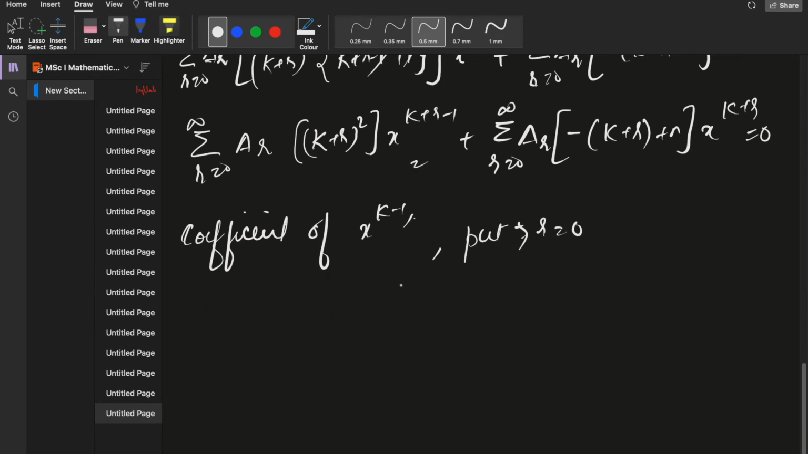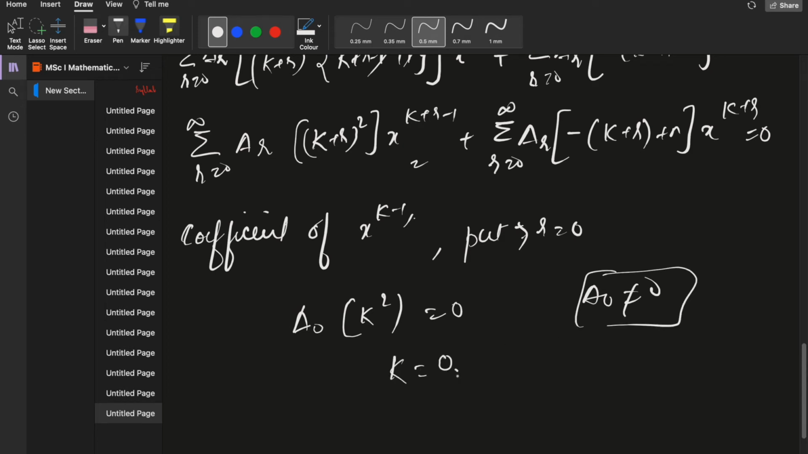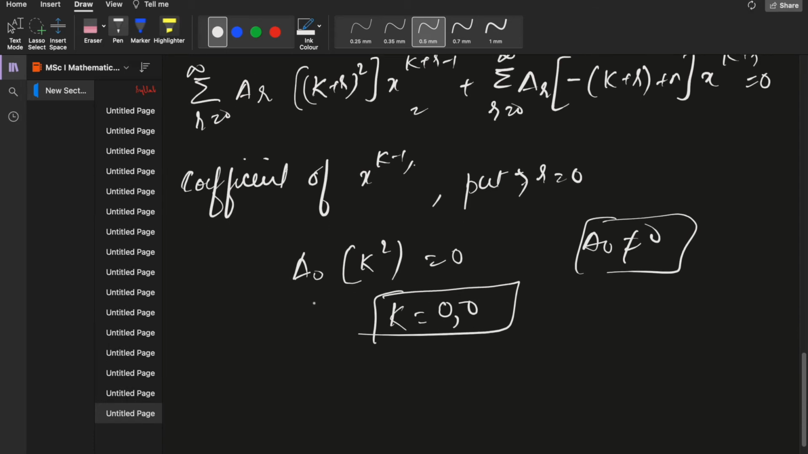Alright, so this will give me a0 k square equals 0. I know a0 can't be 0, so k can take the value of 0. Now, the coefficient of x to the power k plus r minus 1.